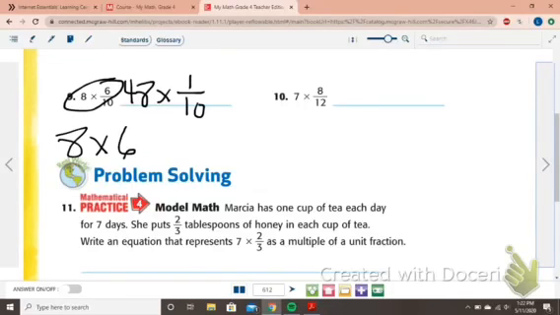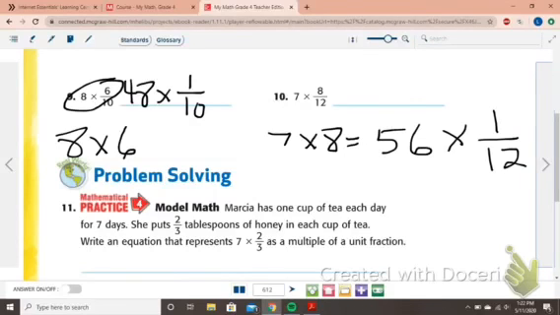So if that's the case, what if I go here and I just do 7 times 8? What do I get? Well, I get 56. So is it safe to say then that this one would be 56 1/12? So it'd be 56 times 1/12. And there is my multiple of the unit fraction.